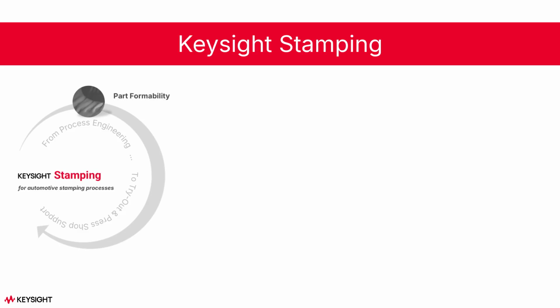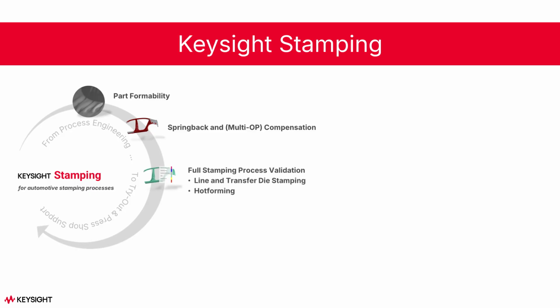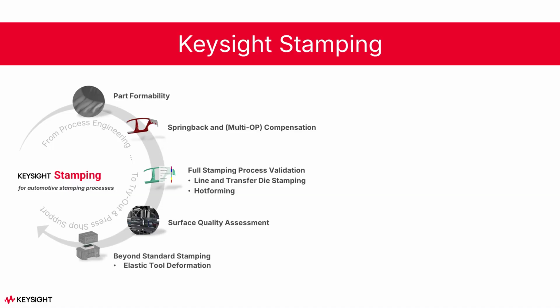PAM-STAMP provides accurate formability prediction, spring-back analysis, single and multi-operation compensation, is tailored for supporting the key automotive stamping processes as line and transfer die processes and hot forming, allows realistic cosmetic assessment, and optionally offers capabilities to go beyond standard stamping simulations by checking the influence of elastic distortions in tools and presses on the final part quality.